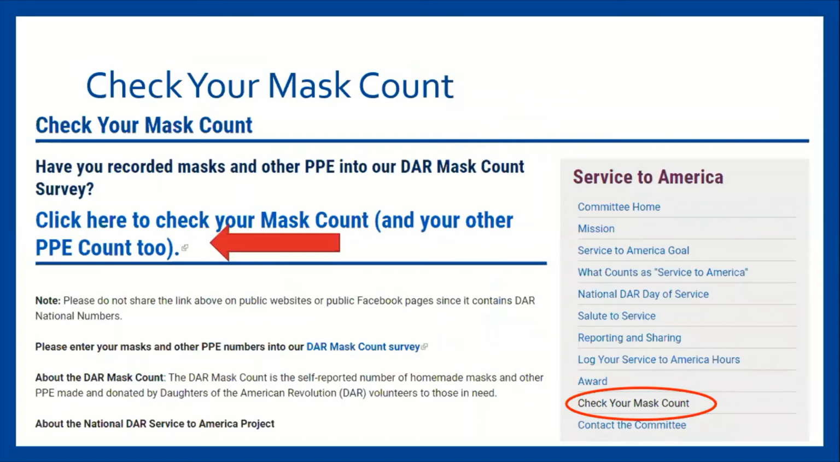Item 4 on the CMR is to complete the information about the National Mask and PPE Project. Go back to the Service to America Committee page and click on Check Your Mask Count. This will bring up information specific to the National Mask and PPE Project. Click on the hyperlink to get the numbers you need. This will launch a large spreadsheet.